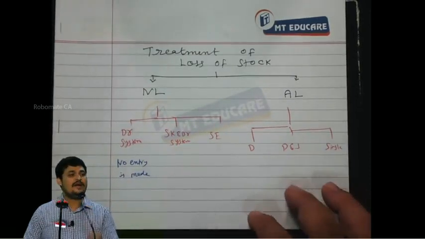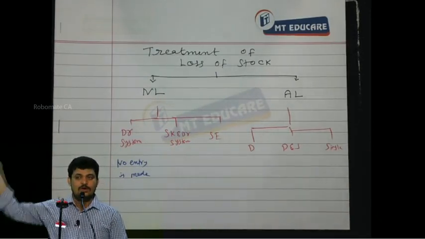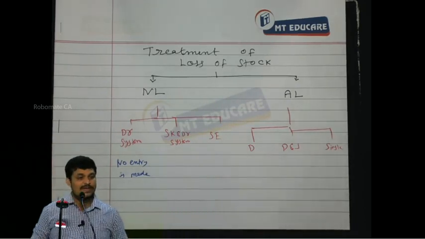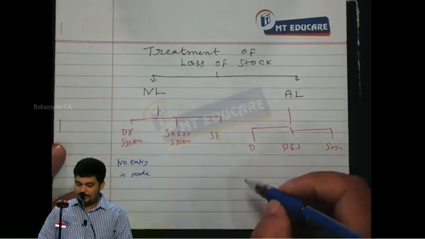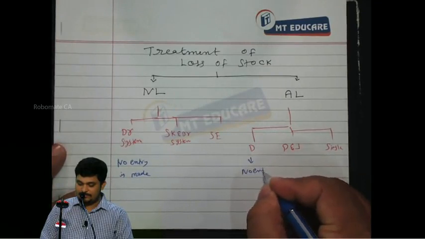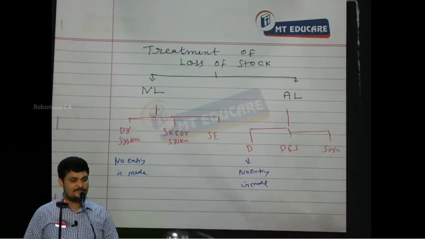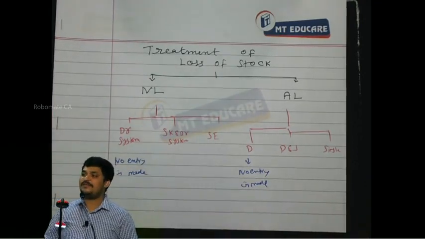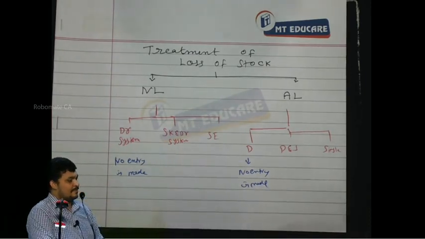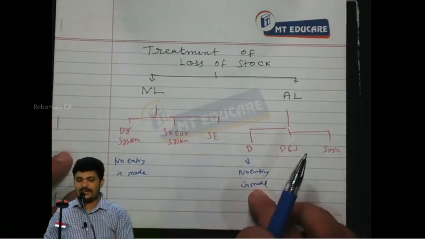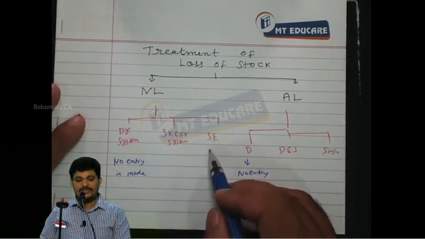Under debtors system, actually we have only four items that we will account: goods sent, cash sent, opening balance, and that's all. Any other event happening at the branch, whether normal loss or abnormal loss, no entry will be required. So under debtors system, no entry is made for both the losses, because there is no concept of GP, NP in case of debtors system. Absolutely no entry is required. Correct?